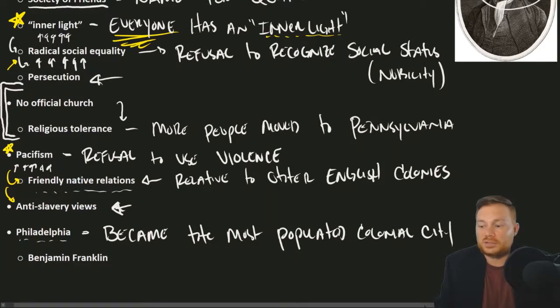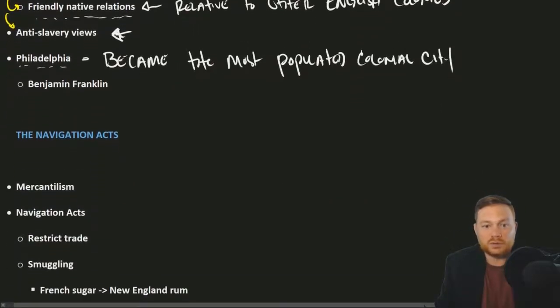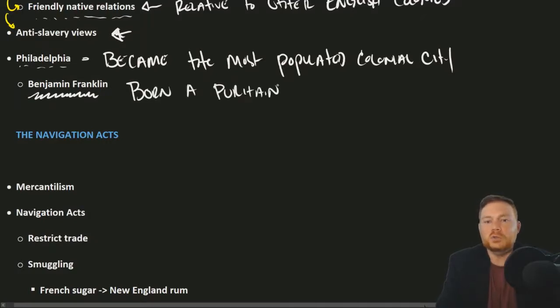Initially it was Massachusetts and the Puritans where the most English people initially landed. Massachusetts becomes surpassed by these middle colonies, as we call them, Pennsylvania and New York a little bit later. One great example of this is Benjamin Franklin. Benjamin Franklin was born a Puritan, sort of moved away from this very rigid, very strict belief system and eventually moved to Philadelphia.